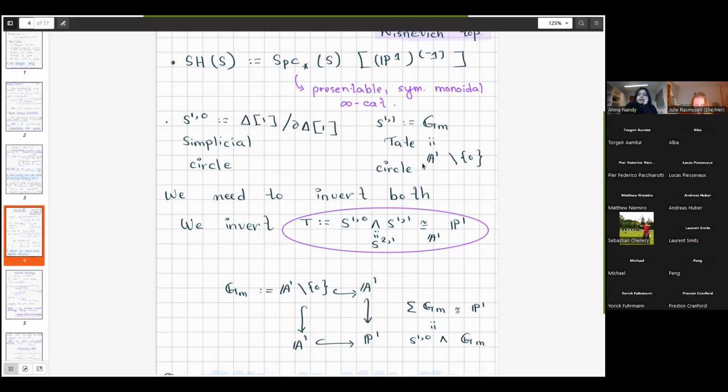Yeah. And it turns out that to get a reasonably good category, we need to invert both of these circles. And that is equivalent to inverting whatever you get after smashing these two circles, which happens to be equivalent to P1. And this is also written as T. So we are inverting P1 or T, and we will use all of them interchangeably.